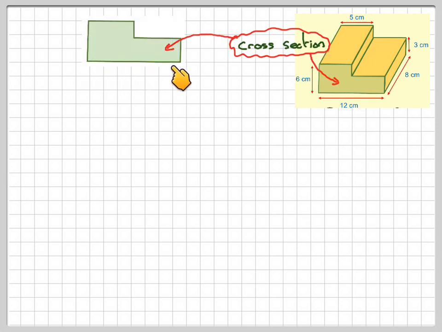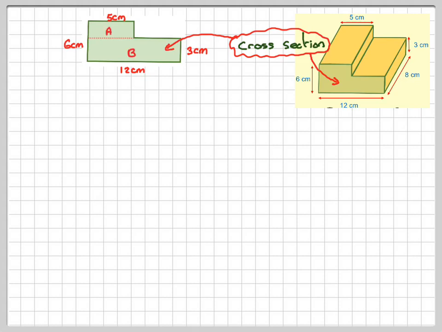This length here would be 12. This length here will be 3, because this length here is 3. This length here is 6, because this length here is 6. This length here will be 5, because this length here is 5. Now from that we could probably find the area of the cross-section.